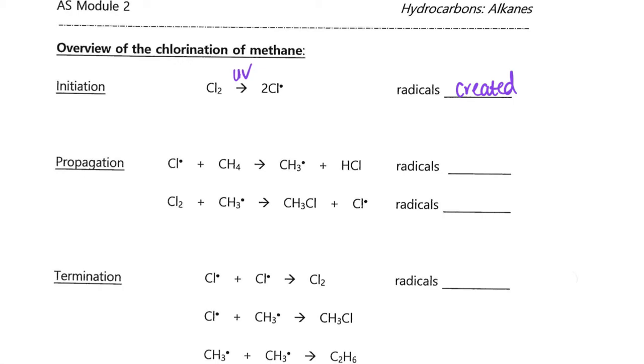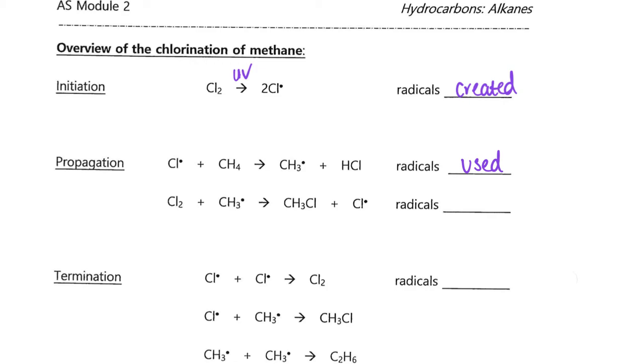Then once those chlorine radicals are formed, we see our propagation step, which is essentially our series of chain reactions, where in this stage of the reaction, initially a methane molecule will react with a chlorine radical, and that's where our radicals are used. So our chlorine radical is used there. That's where we form the methyl radical and a hydrogen chloride molecule.